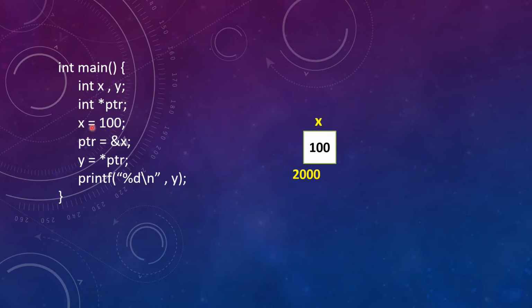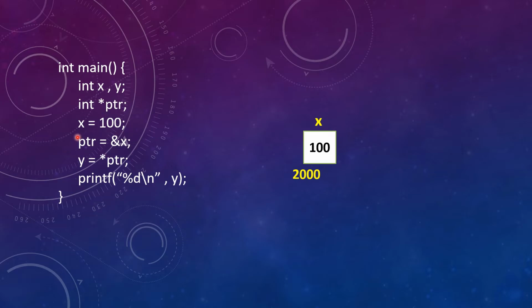And what kind of address? The address of the type of that pointer. This means that if ptr will point to integer kind of data, then you can only give the address of such data where an integer value is stored. You cannot give the address of character values. Okay, so I hope you got this concept.